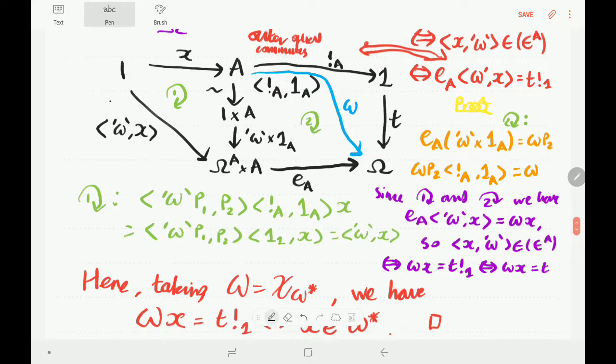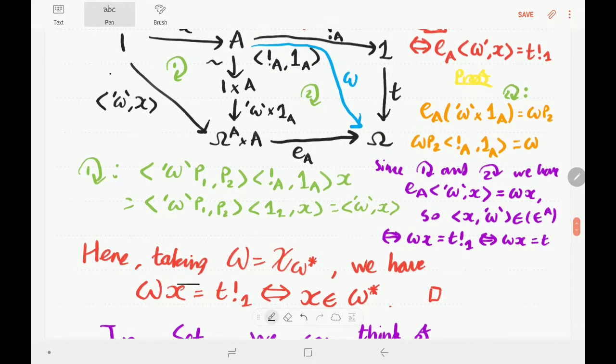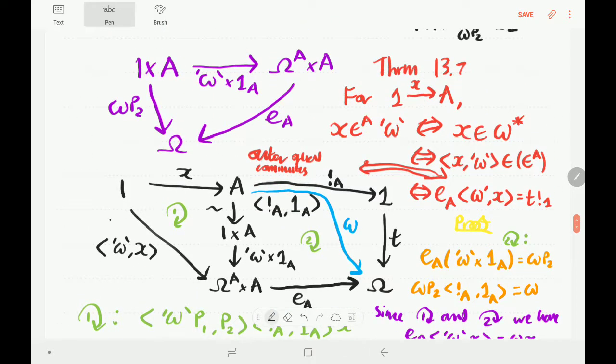W here is an arrow into omega, so using the sub-object classifier, and I mean W is the classifying arrow of W star, so we have that WX is true if and only if X is in W star. So we've proved the result.